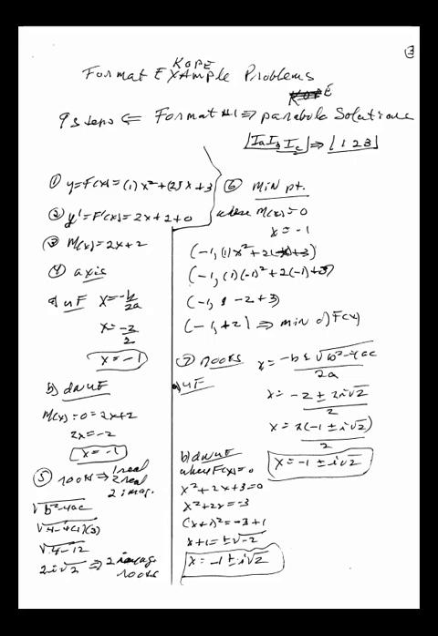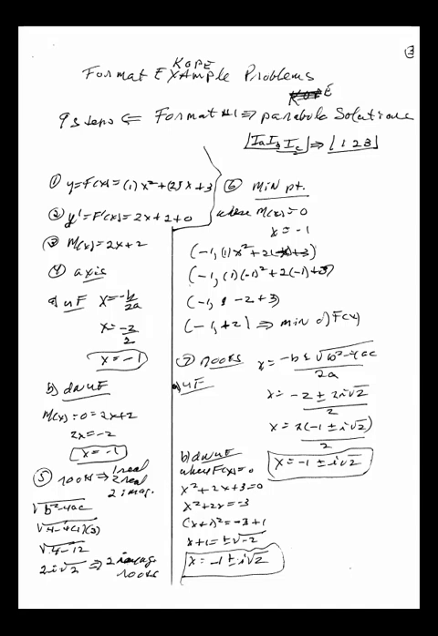Now we have examples of these 4 formats. Format number 1, parabola solutions. KOPE, parabola solutions. That's on the right. On the left, it's 9 steps. We go through 9 different steps.